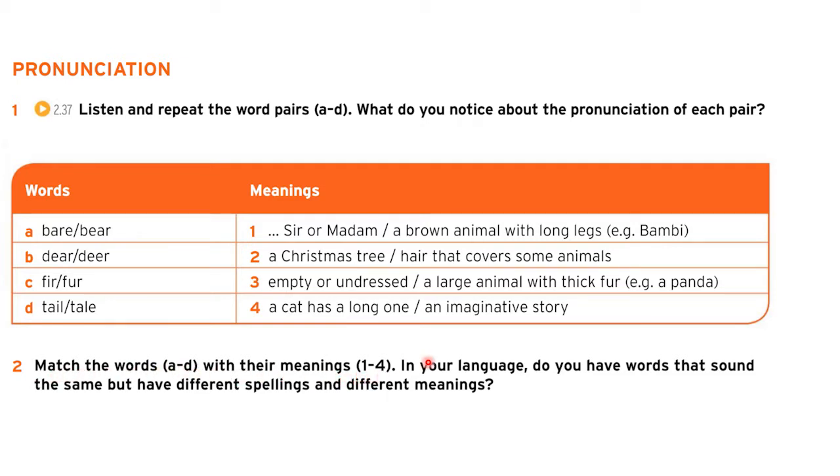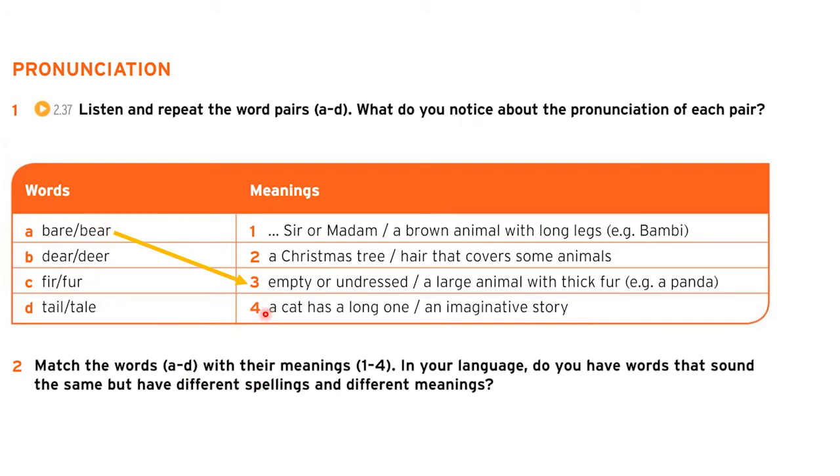For example, here we have bear and bear. These are pronounced the same, but the definitions are different. The meaning of bear with the A at the beginning will be empty or undressed. And the definition of bear, that is the animal, it's a large animal with thick fur. For example, a panda. Alright, like this guys, please complete the exercise number 2.